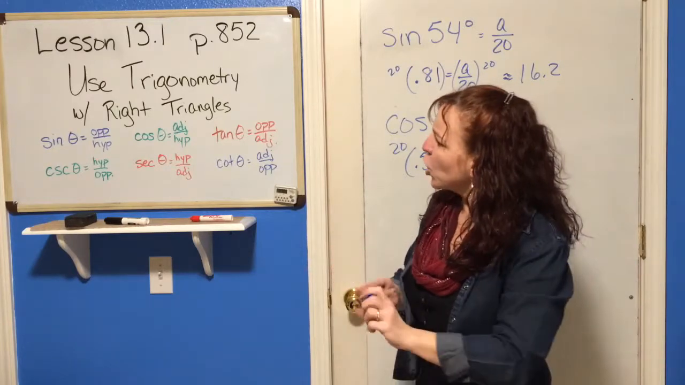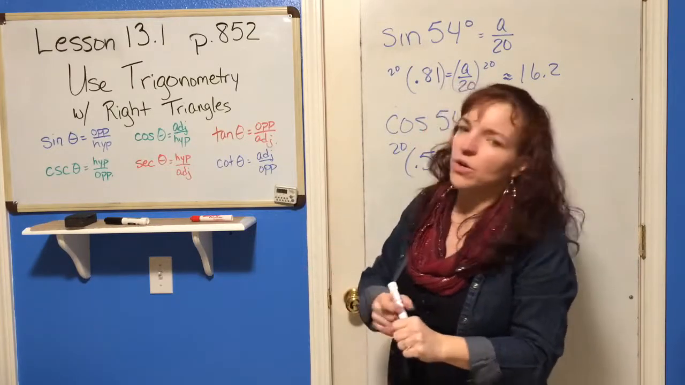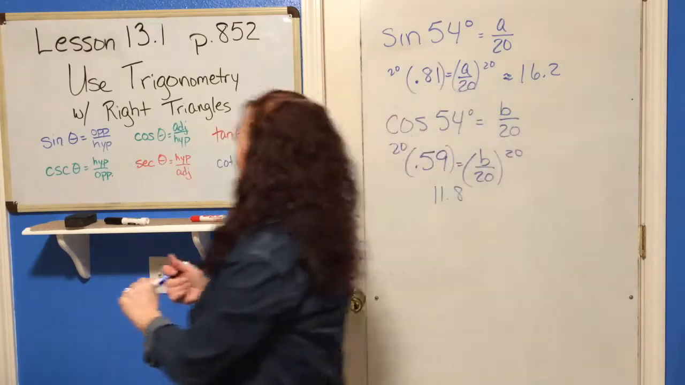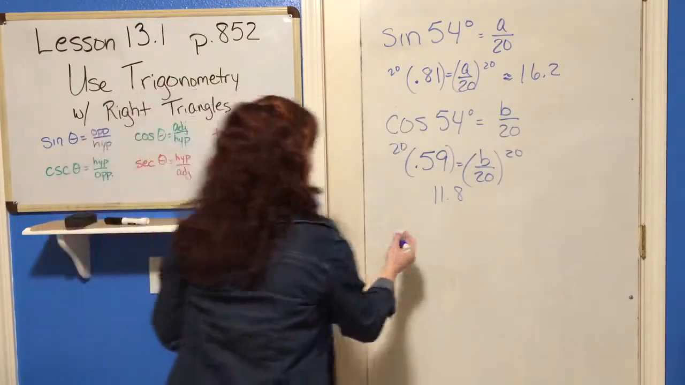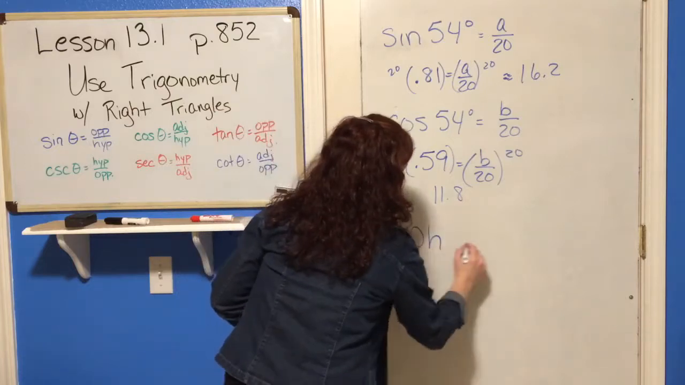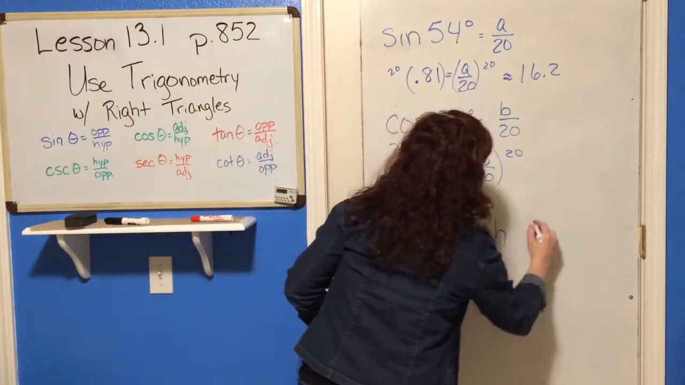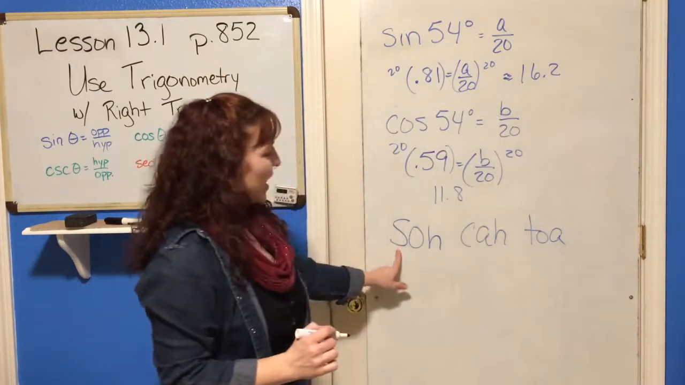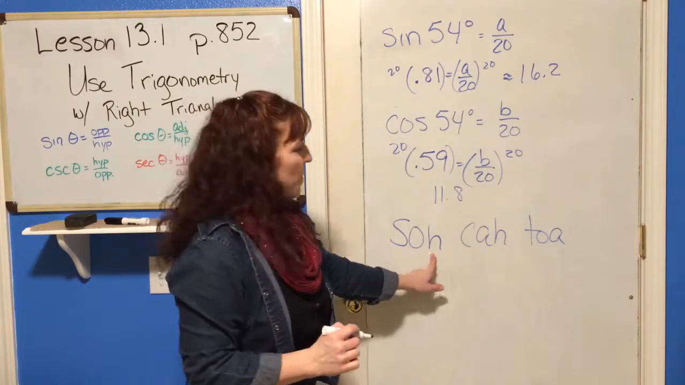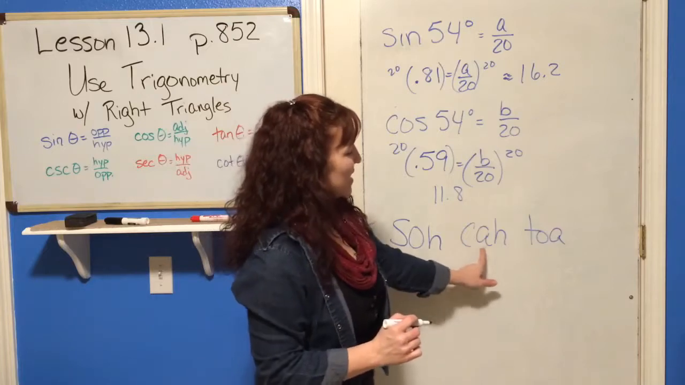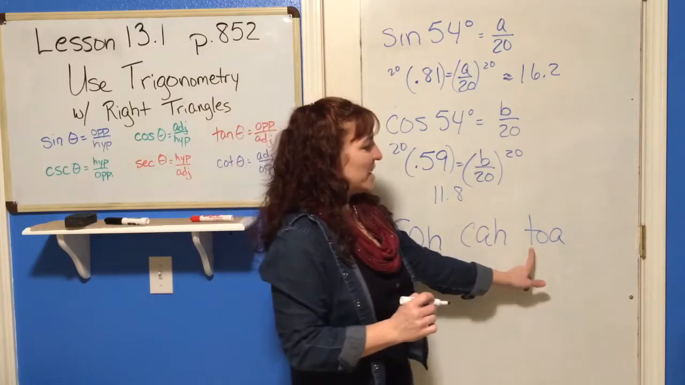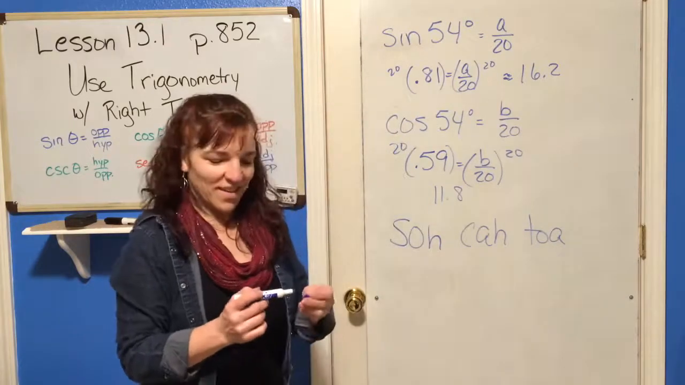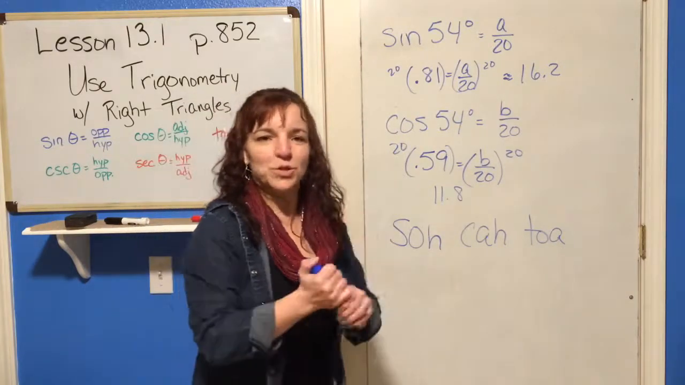And I've heard a shortcut or a mnemonic device, SOHCAHTOA. So sine is opposite over hypotenuse. Cosine is adjacent over hypotenuse. Tangent is opposite over adjacent. So if you remember SOHCAHTOA, that will help you to remember your ratios.